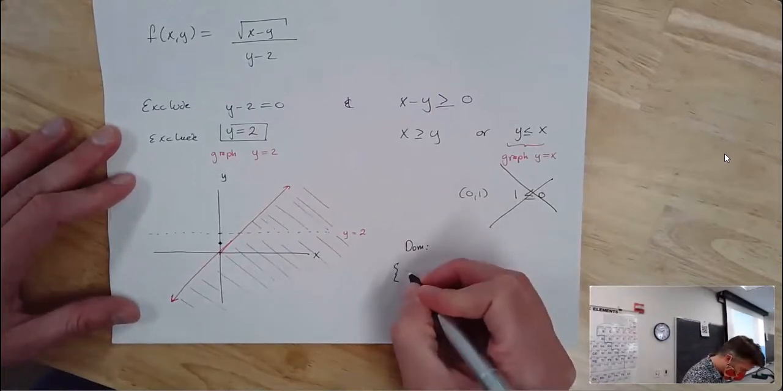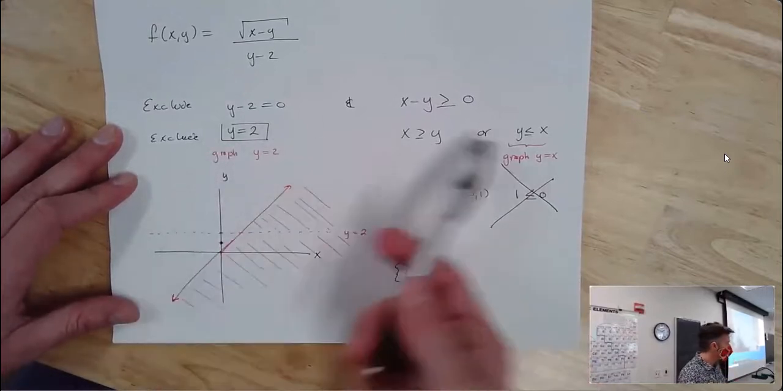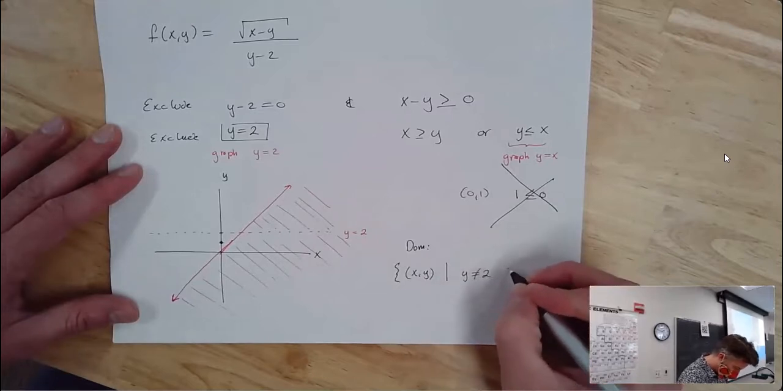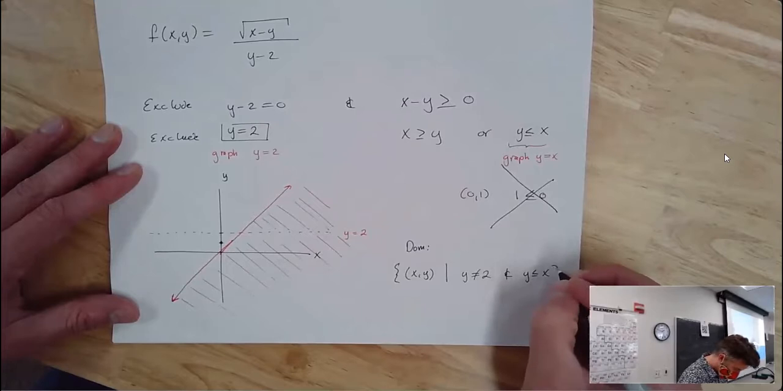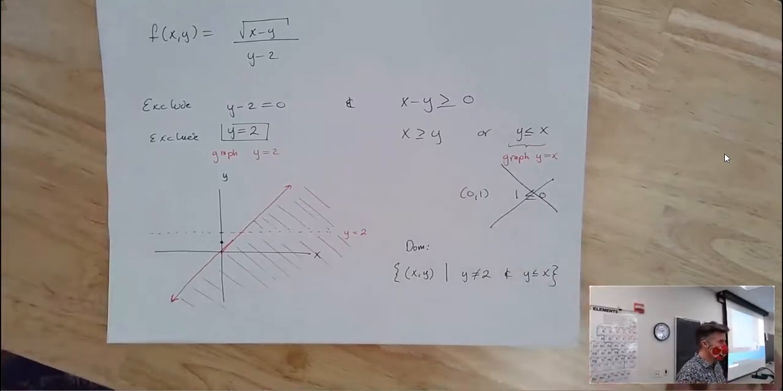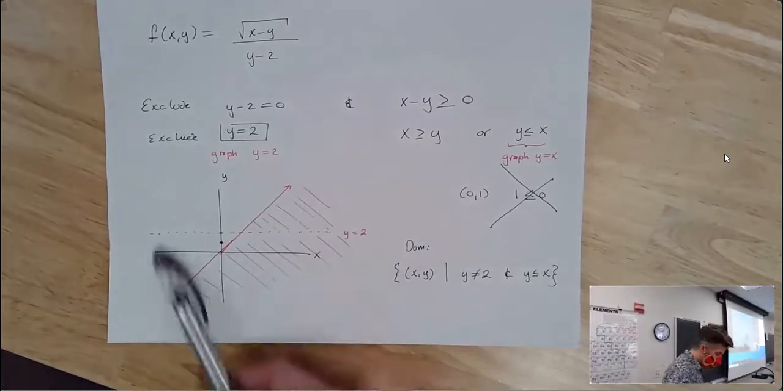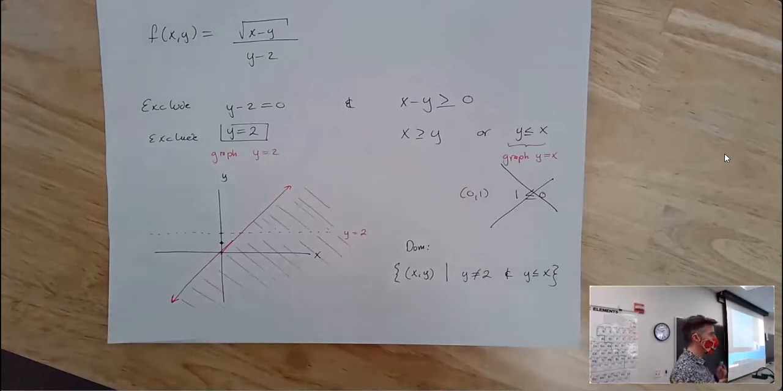It's the set of all points x comma y such that y is not equal to 2 and y is less than or equal to x. It's kind of lame because it's not telling us anything that we didn't already know. Whereas this here is a bit more descriptive. It's informative. I can see the points x, y that are actually in the domain of this function.